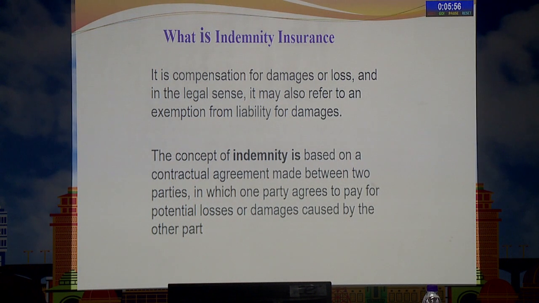What is indemnity insurance? It is compensation for damages or loss in the legal sense, and it may also refer to an exemption from liability of damages. The concept of indemnity is based on a contractual agreement made between two parties in which one party agrees to pay for the potential losses or damages caused by the other party.